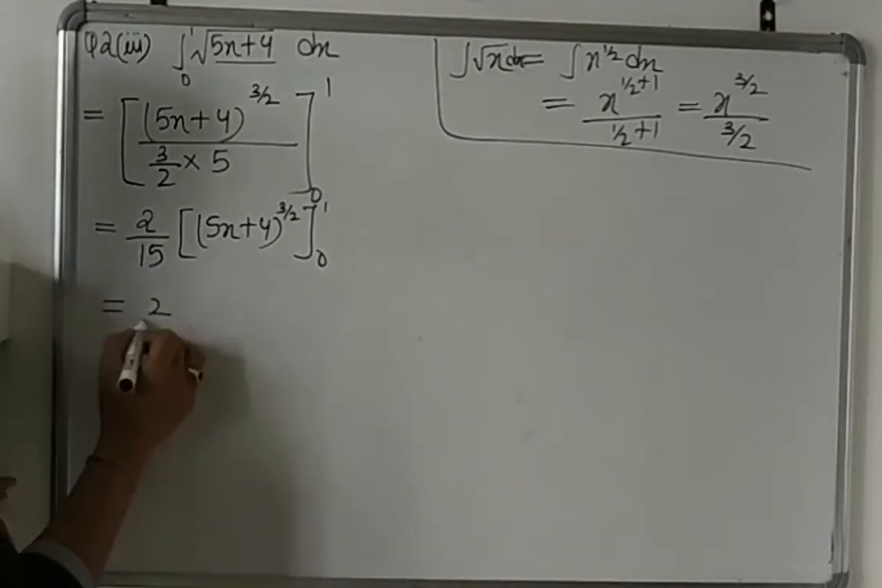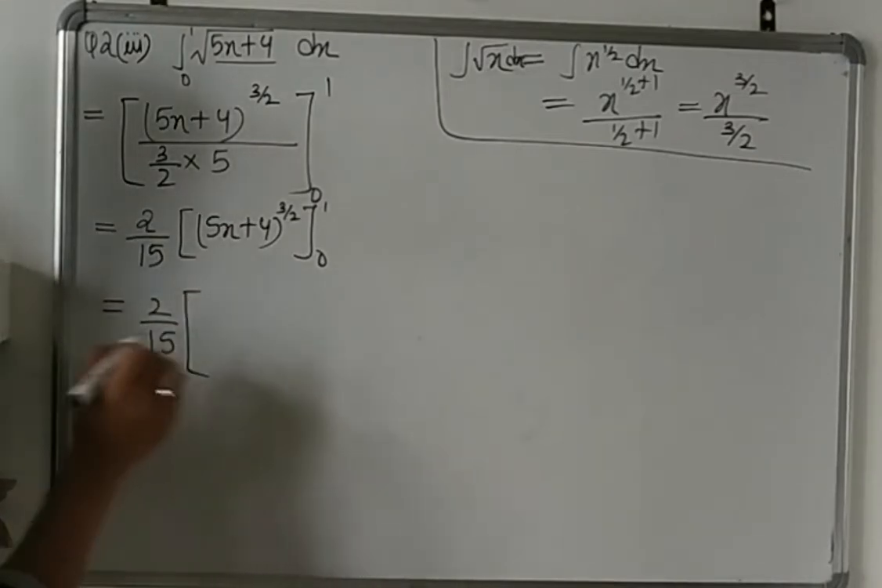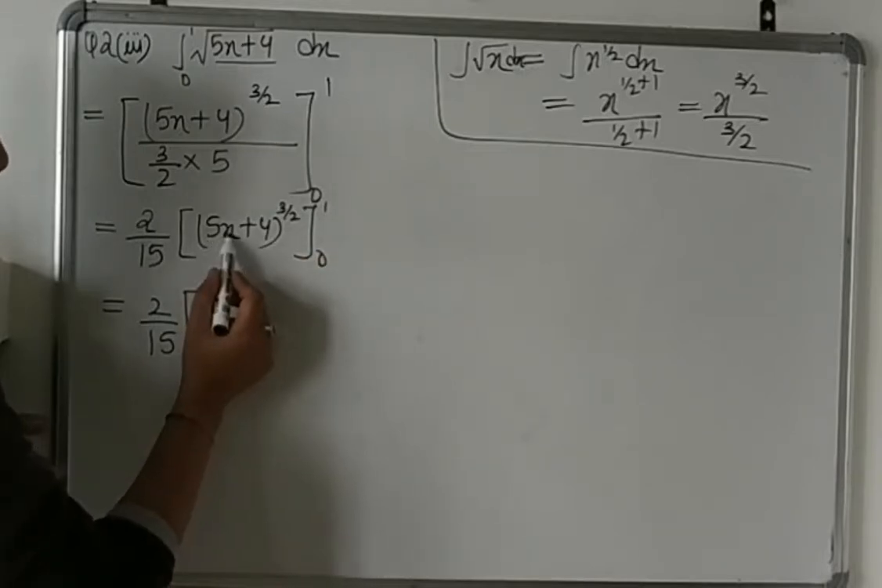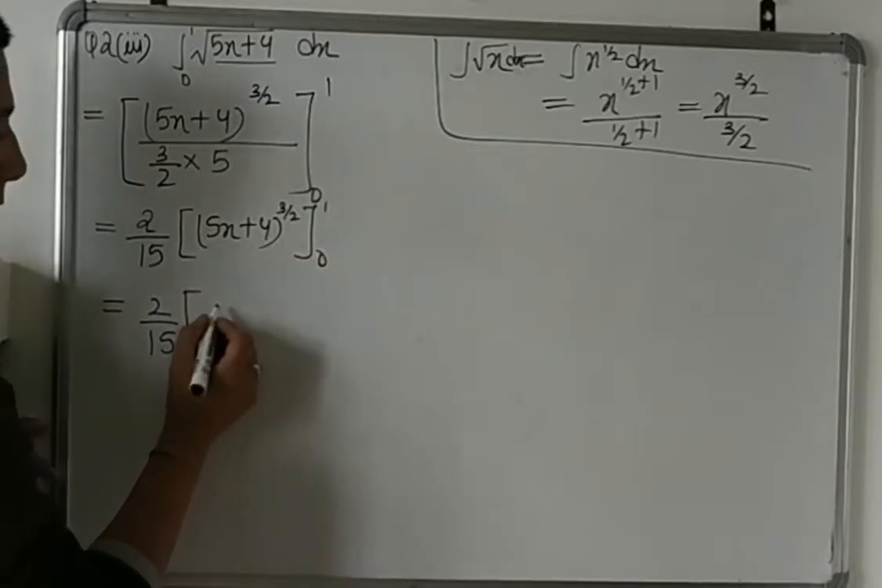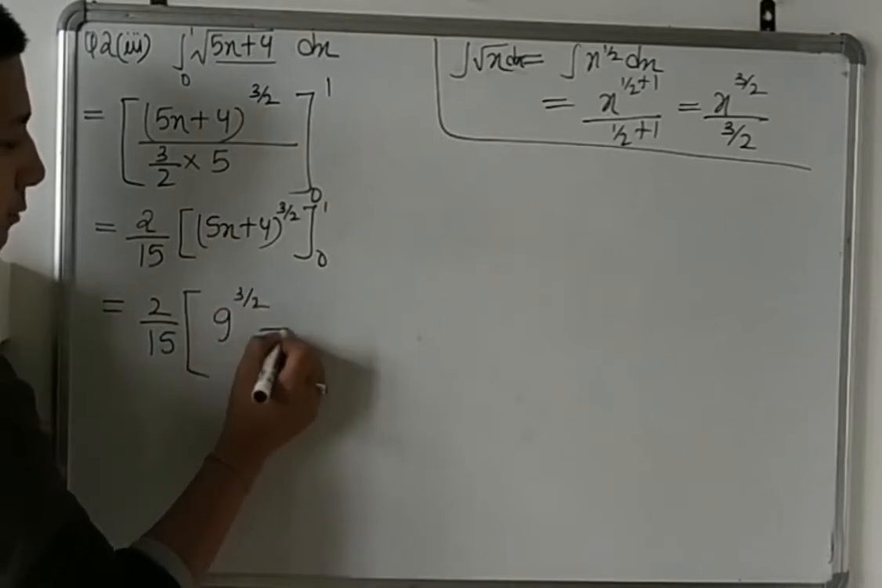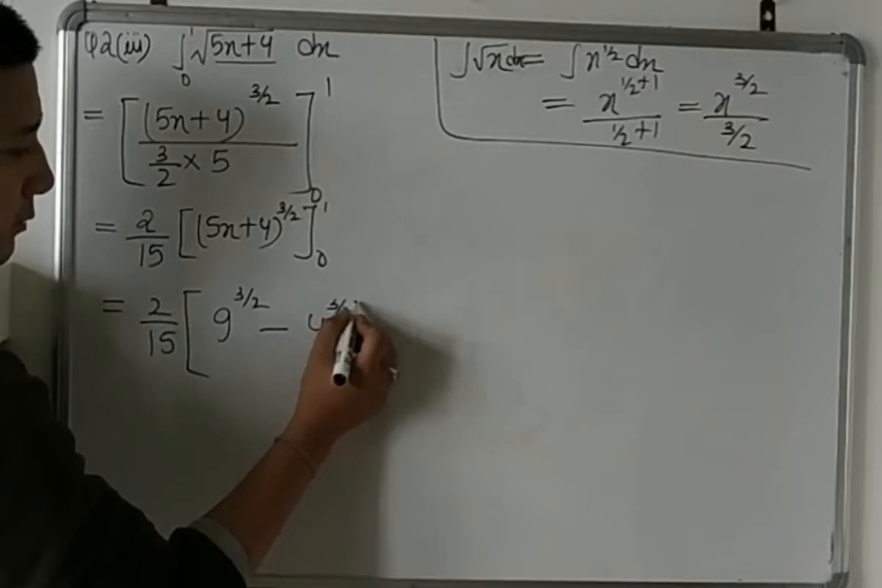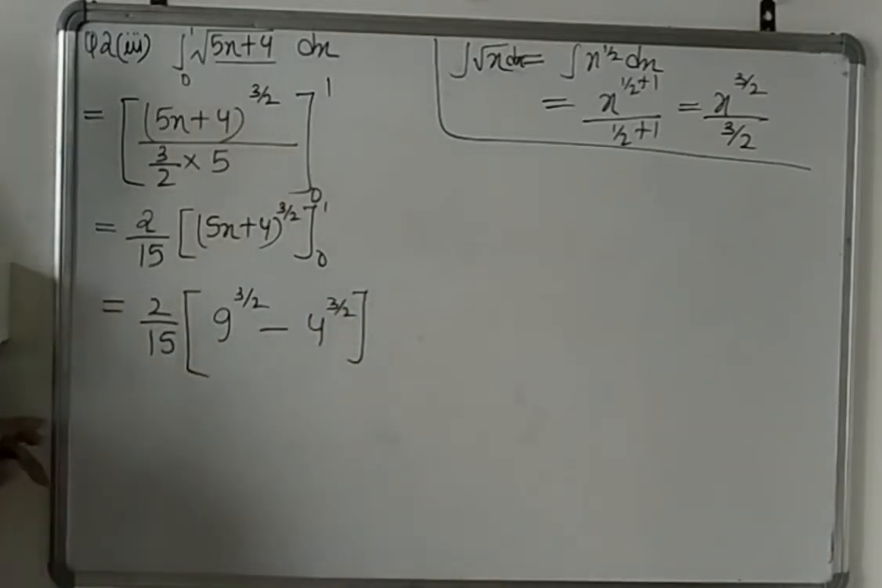So therefore 2 by 15 box bracket. So put the upper limit 1. So when you put x equals to 1, 5 into 1, 5, 5 plus 4, 9, 9 to the power 3 by 2, minus when you put x equals to 0, this is going to only be 4 to the power 3 by 2. Okay, simplify it further.